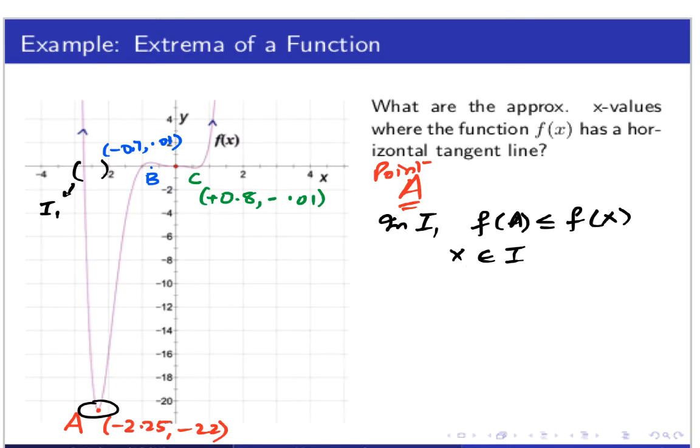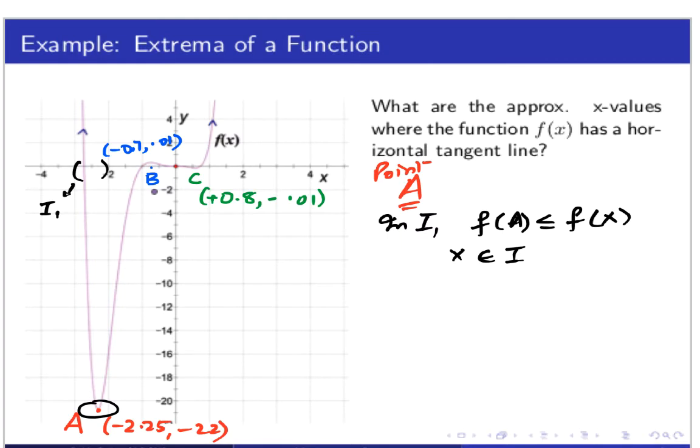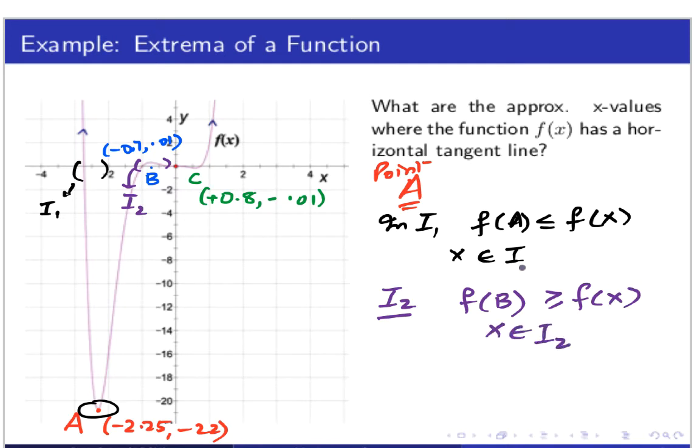Similarly, let's pick up another interval. Let's pick a color, say purple for B. Let's pick an interval and call this interval I2. In I2, what do you notice? The function value at the point B is greater than or equal to the value for every x in this interval I2.